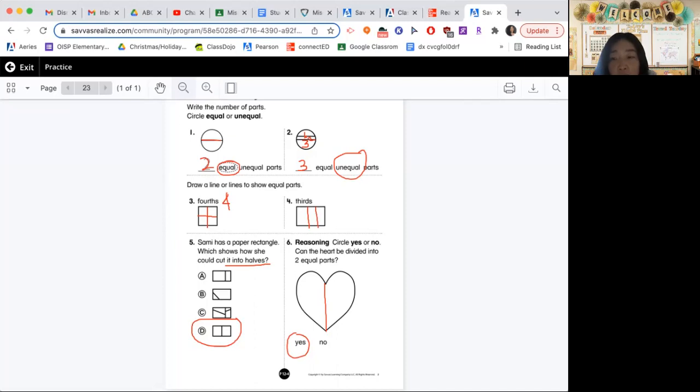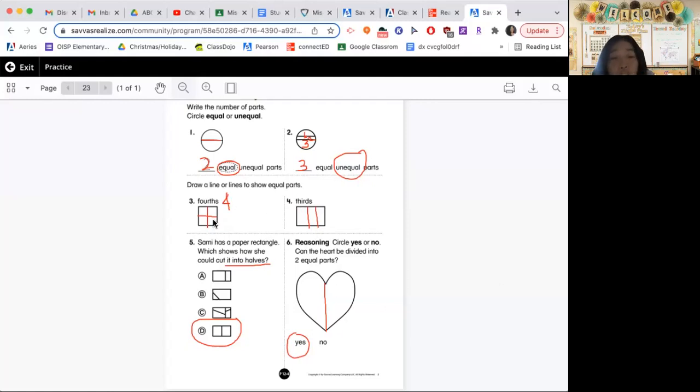All right, I'm going to put the answers in the chat for you guys, and then we're going to move on. So number 1 is 2 equal. Number 2 is 3 unequal. Number 3, you have to do 2 lines, 2 slices. Number 4, you got to do two slices as well. Number 5, the answer is D. And number 6, the answer is yes.